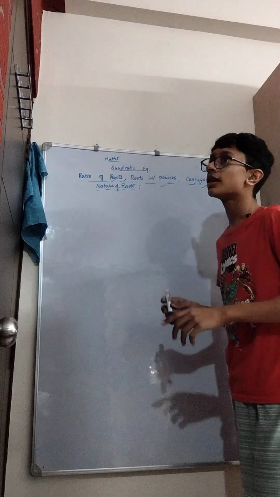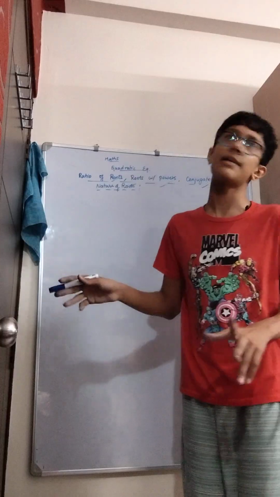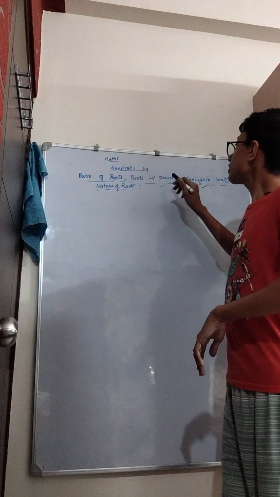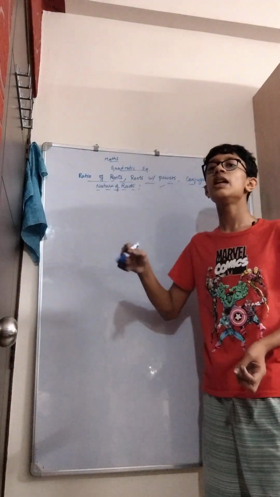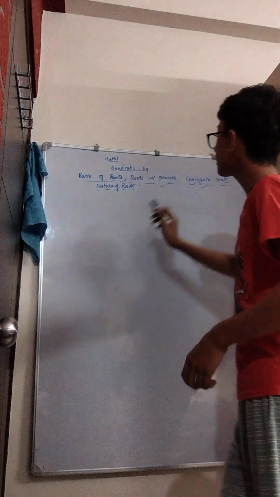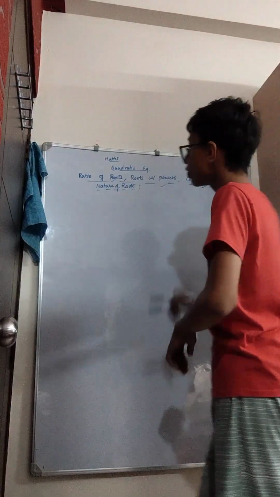Then roots with powers. If the roots are square to each other, then the condition is a square c plus ac square plus b cube is equal to 3abc. Then if the roots are nth power to each other, then the formula is (a^n c)^(1/(n+1)) + (a c^n)^(1/(n+1)) + b = 0.